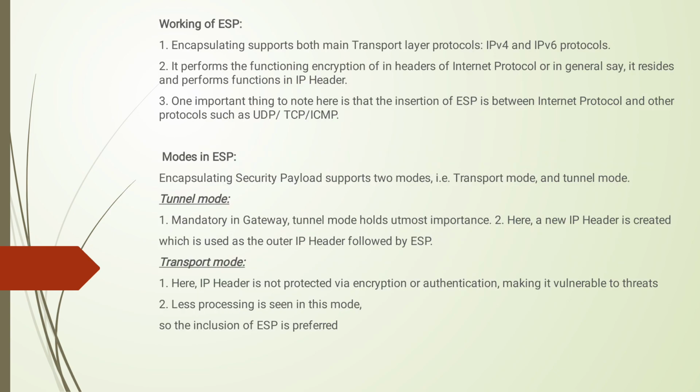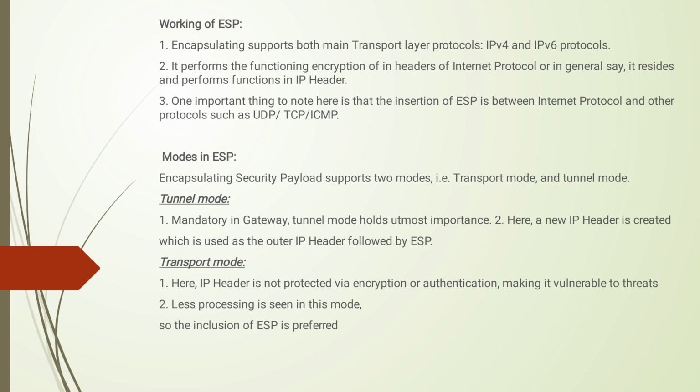Now, working of ESP. Encapsulating Security Payload supports both main network layer protocols, IP version 4 and IP version 6. It performs the functioning of encryption in headers of the internet protocol, or in general say it resides and performs functions in the IP header. One important thing to note here is that the insertion of ESP is between the internet protocol and other protocols such as UDP, TCP or ICMP.